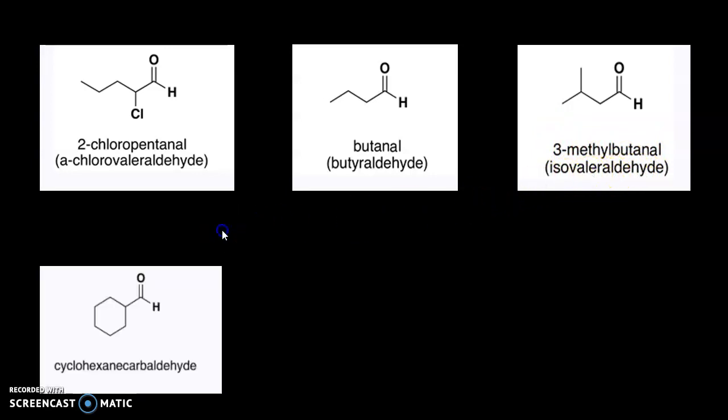Again, now see this. What we have seen in the rules, if there is a functional group on the ring, then we have to use the word carbaldehyde. If this group was not there, then it is cyclohexane.